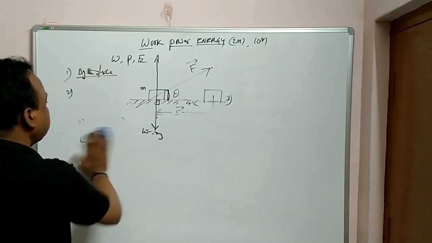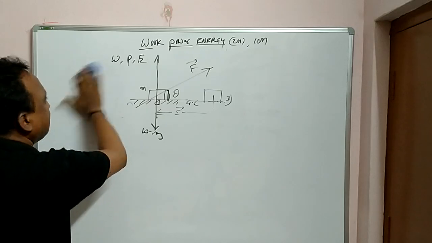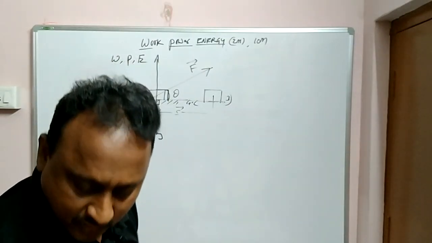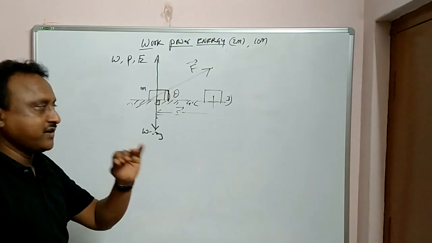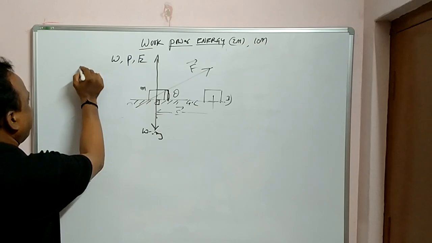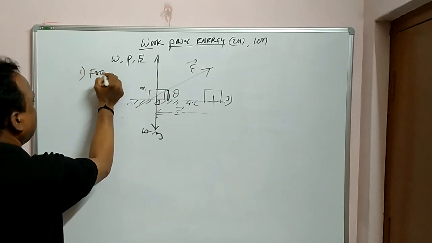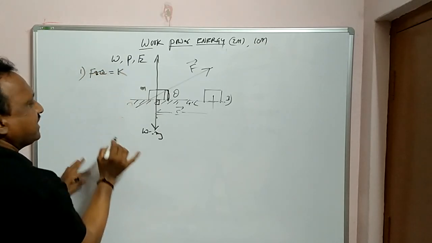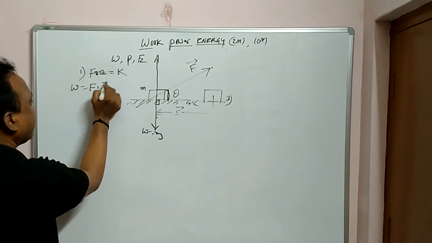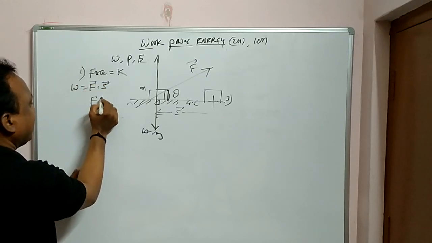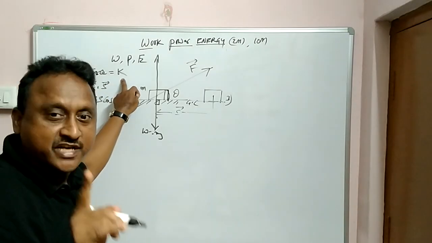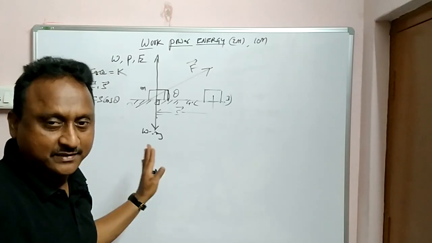Now, we will study different cases. Work done by constant force and variable force. If the force is constant, meaning the force has not changed, see how work done is calculated. When force is constant, you can simply go W is equal to F dot S. That means F s cos theta. This is work done by constant force, when force is not varying.